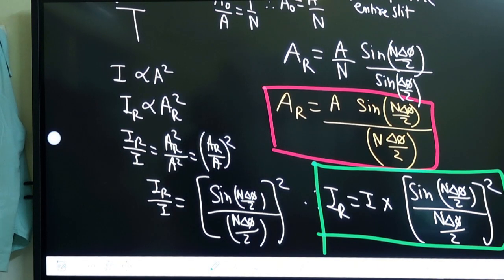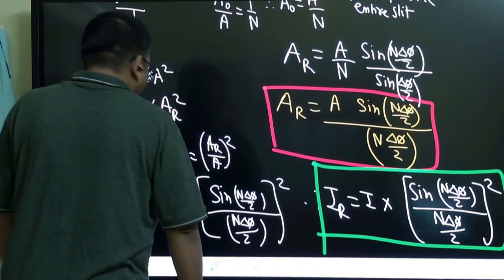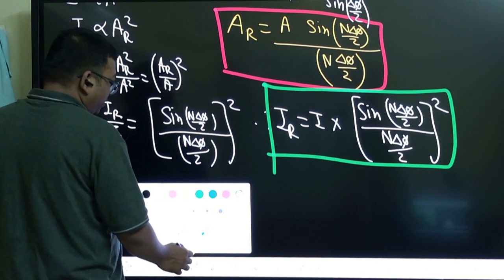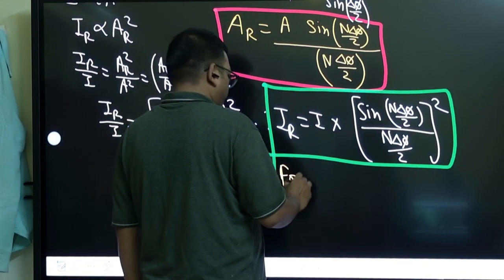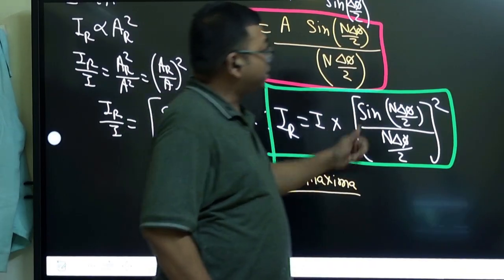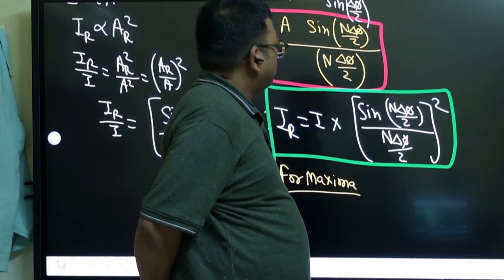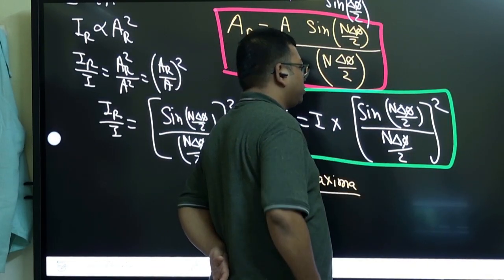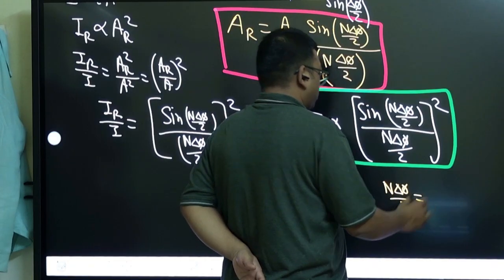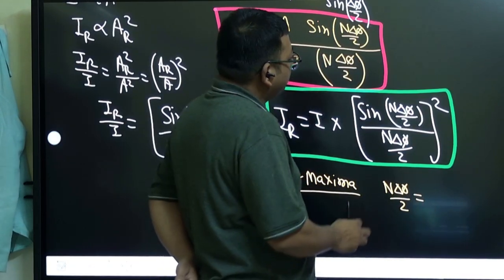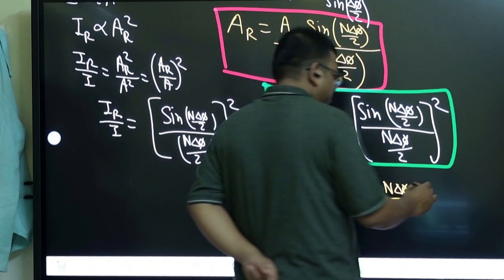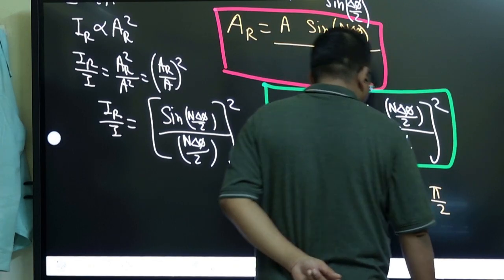Now we will try to calculate the maxima and minima conditions. So for maxima, what happens? For maxima intensity, this has to be maximum. So this sine of this has to be maximum. So for sine of n delta phi by 2, what is the value of this? This n delta phi by 2 should be 90 degrees, correct? 90 degrees, because sine 90 is 1. So that means we are going to take this as pi by 2.